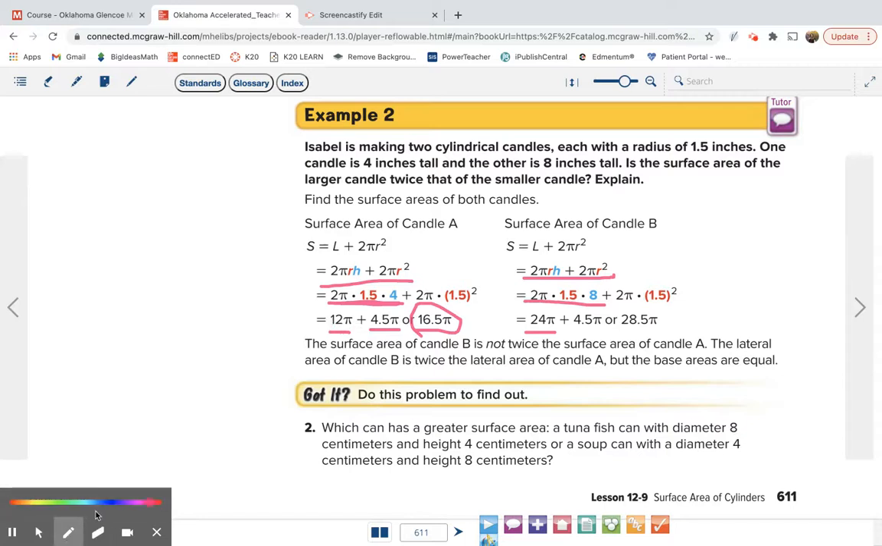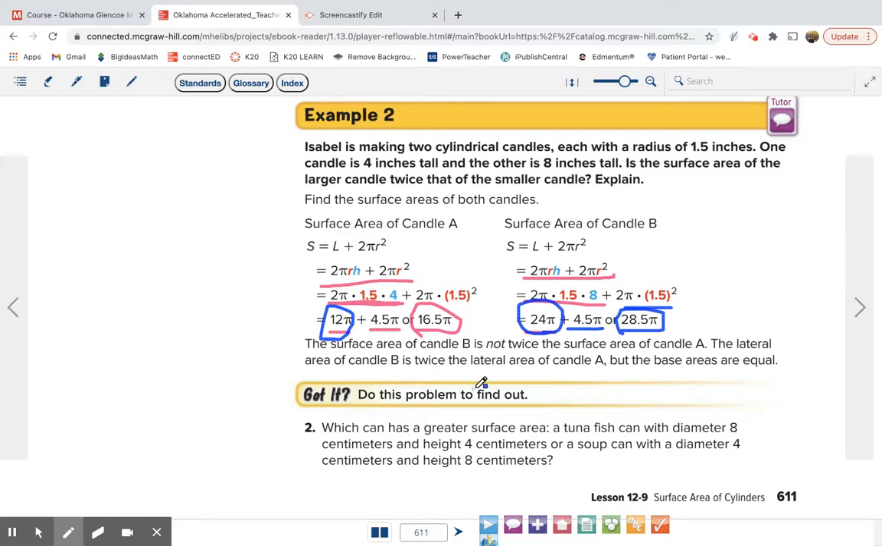So if you notice the lateral areas, 12 pi, 24 pi. As far as the lateral area, it's twice as much, but it said the surface area. So when they plugged this other in, they got 4.5 pi to get a total of 28.5. So to see if it's twice as much, 16.5 times 2: 16 times 2 is 32, 0.5 times 2 is 1, so 33. So it's just shy of being twice as big. It's not quite. So you would just say, no, it's not twice the surface area.